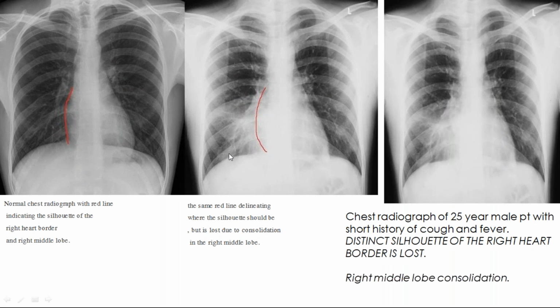And here in these chest radiographs, we can see the normal chest radiograph with the red line indicating the silhouette of the right heart border and the right middle lobe. This is the right middle lobe, right heart border, and the same red line delineating where the silhouette should be preserved. Here the silhouette is lost because of the pathology in the right middle lobe. Here we can see without the red line the right middle lobe pathology. Consolidation in the right middle lobe.